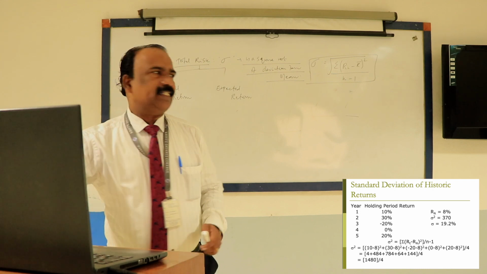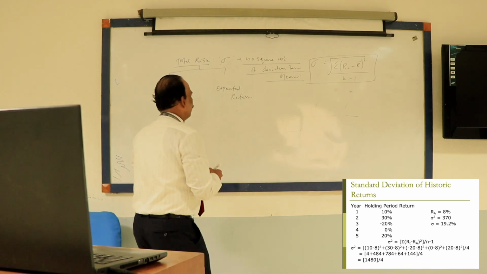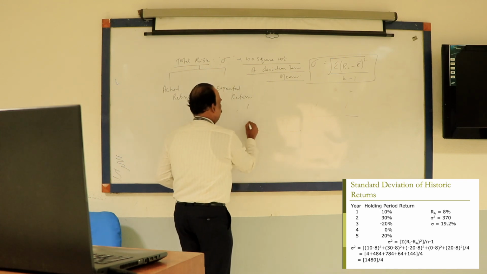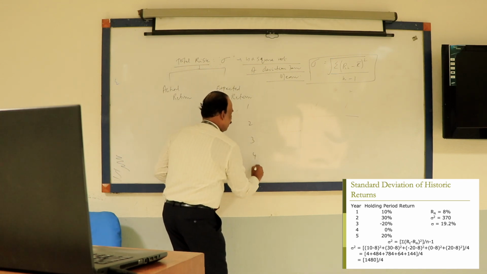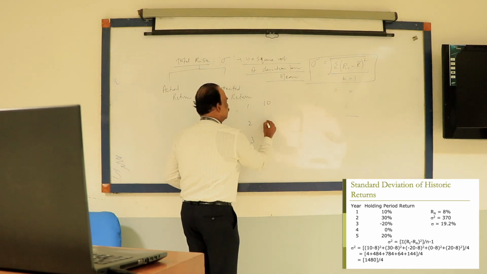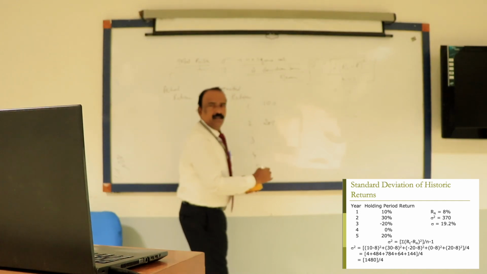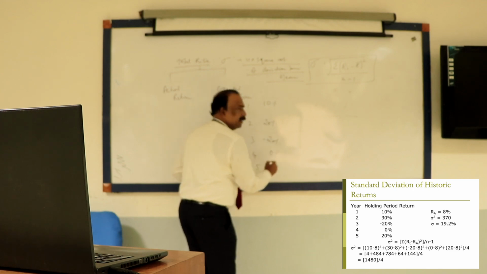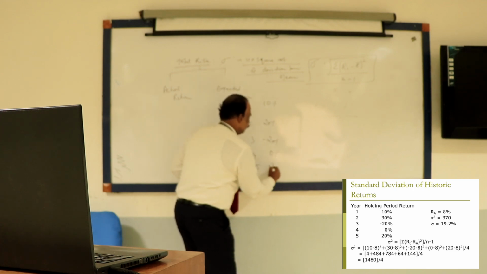So we look at the example here. We are given 5 years of return. First year return is 10%. Second year is 20%. Third year is minus 20%. Fourth year is 0%. Fifth year is 20%.